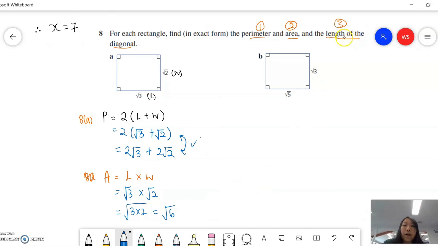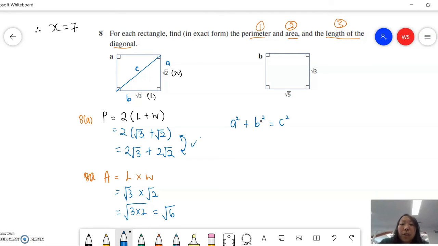Now, last but not least, we have the length of the diagonal. So we are looking at this diagonal that goes along here. This will allow you to recall your knowledge of the Pythagoras theorem. We need to identify our shorter sides, which is this, square root of 2, and the other shorter side, square root of 3 as well. The longer side, the diagonal, is your hypotenuse, so that will be c, which we'll label from there. The formula for Pythagoras theorem is that the sum of the squares of both the shorter sides equals the square of your longer side.